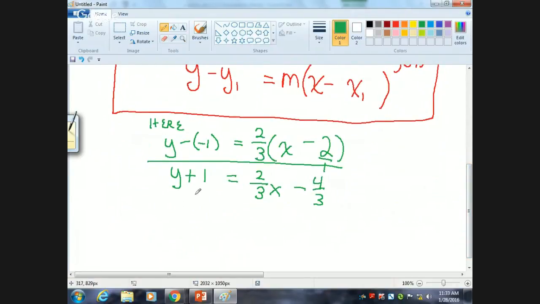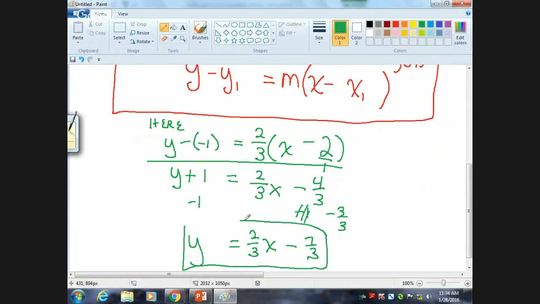So what I can do is I can subtract 1 from both sides to get y all by itself. 2/3 x minus, well, 1 minusing 1 can be the same as -3/3, right? So this is -7/3. And there is this equation in slope-intercept form.